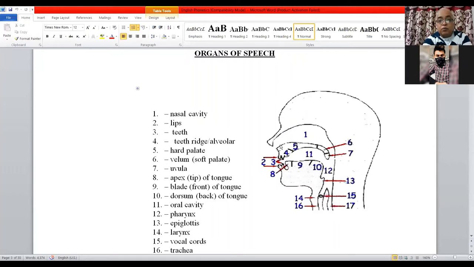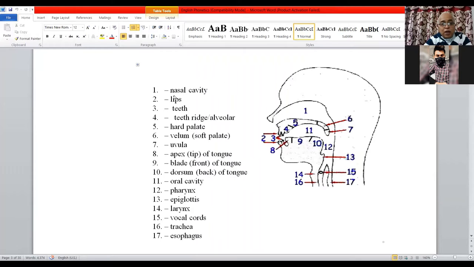Good. Okay. So we can expect a question from this. You may be asked to draw a labeled diagram, and you will be asked to label some of these. It could be nasal cavity, it could be the lips, it could be the upper teeth and the lower teeth.